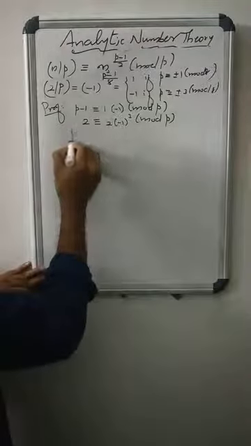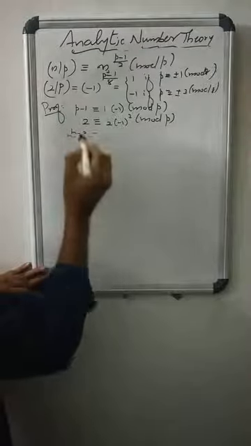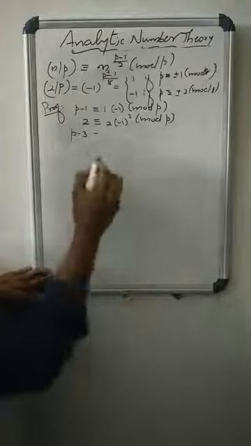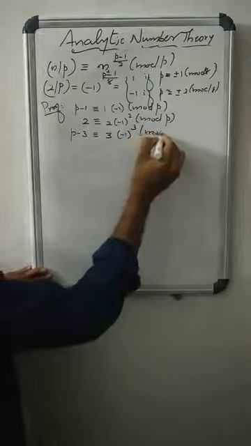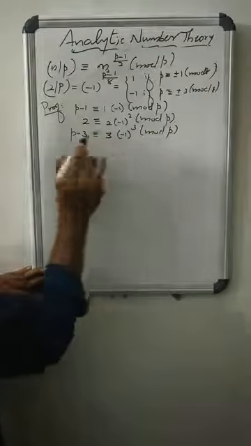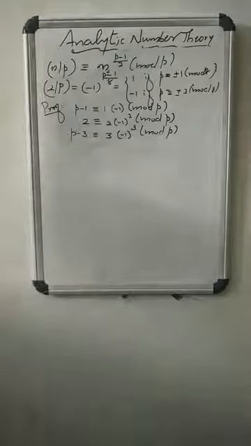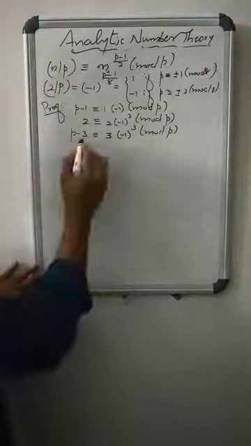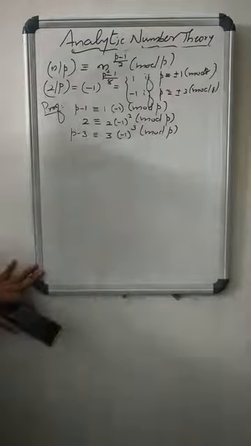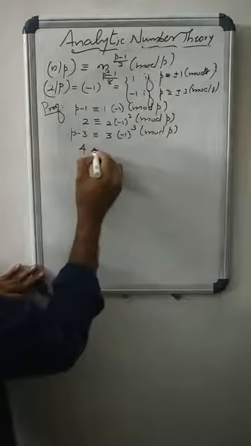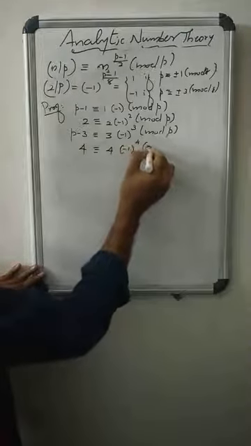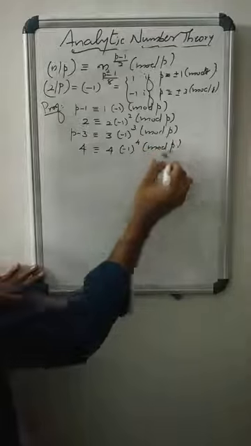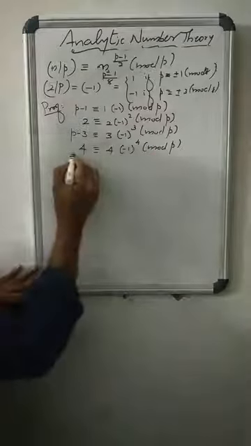What is p-3? p-3 is congruent to 3 times (-1)^3 mod p. (-1)^3 means it is -3, so p is congruent to 0. p-3 is congruent to 3 times (-1)^3 mod p. So what is 4? 4 is congruent to 4 times (-1)^4 mod p. Agree? Proceeding like this.